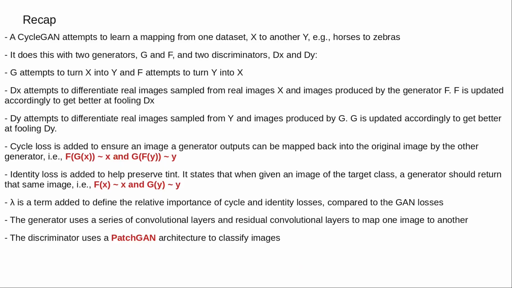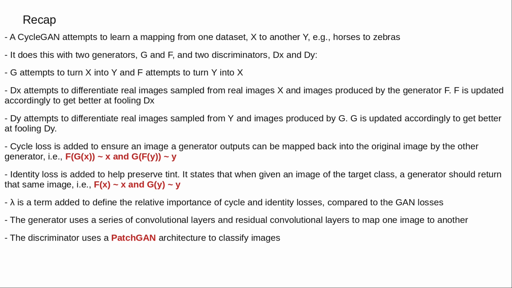Let's start. First, a quick recap of the CycleGAN architecture. CycleGAN attempts to learn a mapping from one dataset X to another Y, for example, horses to zebras, winter to summer, or Monet to normal photographs. It does this with two generators, G and F, and two discriminators, Dx and Dy, corresponding to the two generators. Generator G attempts to turn X into Y, and generator F attempts to turn Y into X.